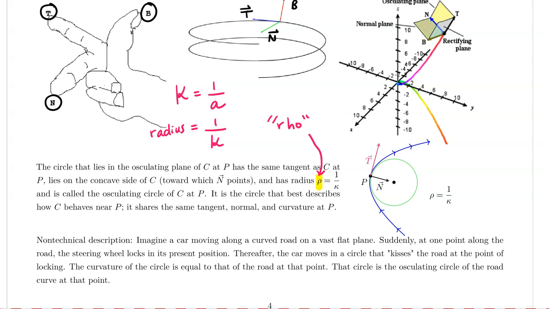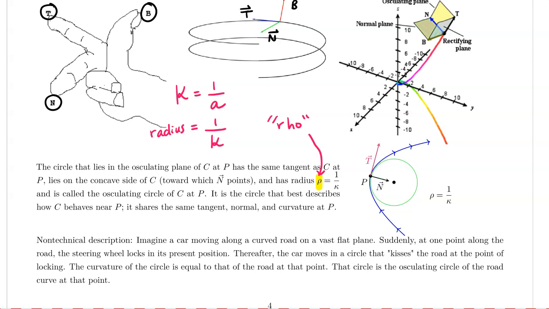It shares the same tangent, so I just want to highlight, here's our osculating circle, and at our curve, the circle and our curve share this point P, and they share the same tangent line as well, and they share the same normal vector as well, and they have the same curvature at this point P.